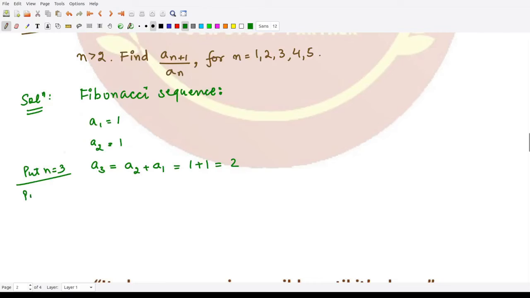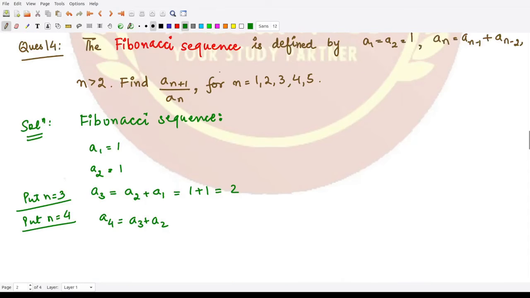When we put n is equal to 4 here, right, we have a4 as a3 plus a2. How? Because you see this is the general term. When you put n is equal to 4 here, it would be 4 minus 1 and it would be 4 minus 2. So this would be a3 and this would be a2, right? So the a4 would be a3 plus a2, and you know the value of a3 is 2 and the value of a2 is 1. So we have 2 plus 1, which is 3, right? So this is the fourth term.